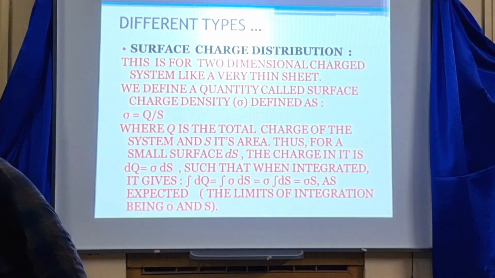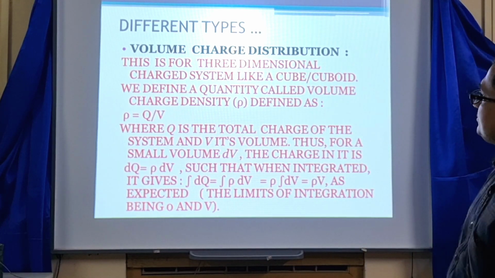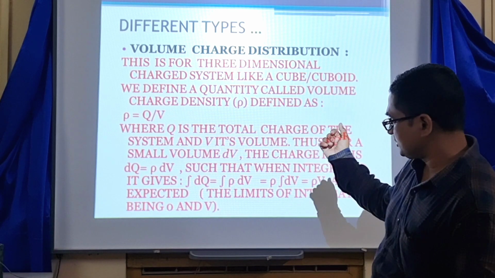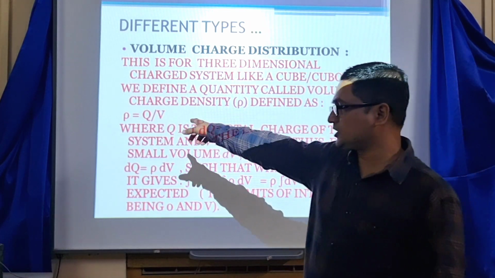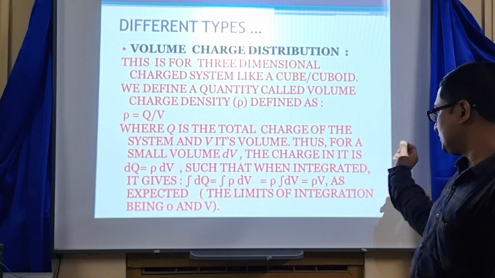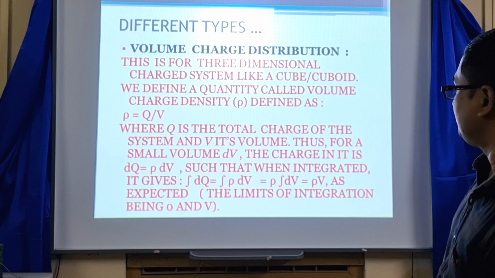Next comes volume charge distribution. It is a three-dimensional object like a cube or cuboid, and you can define a quantity rho. Rho means volume charge density, and it's Q by capital V. Q means the total charge within that volume, and V means the volume of that particular object.